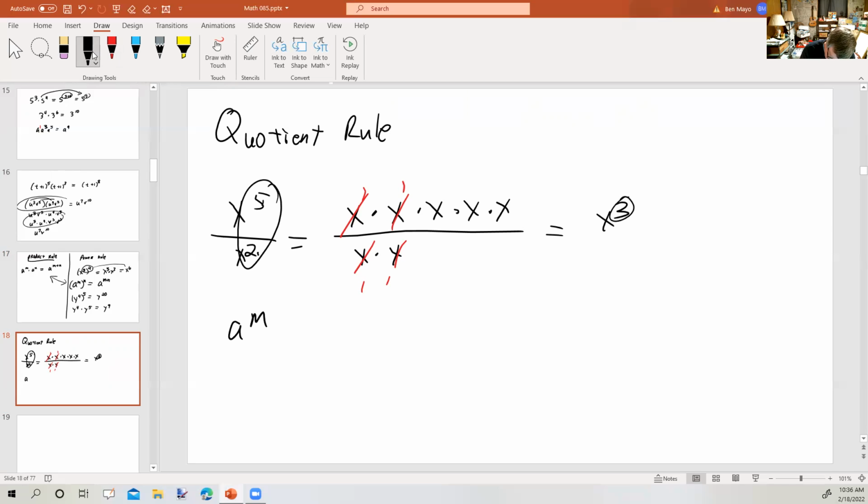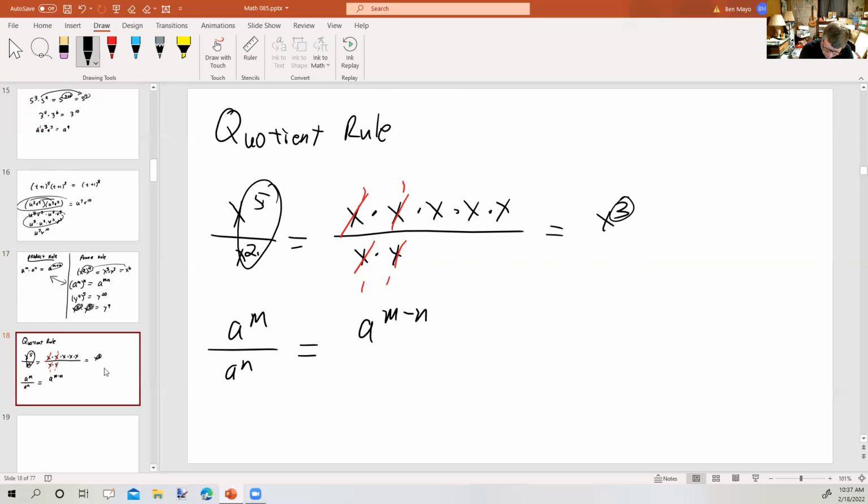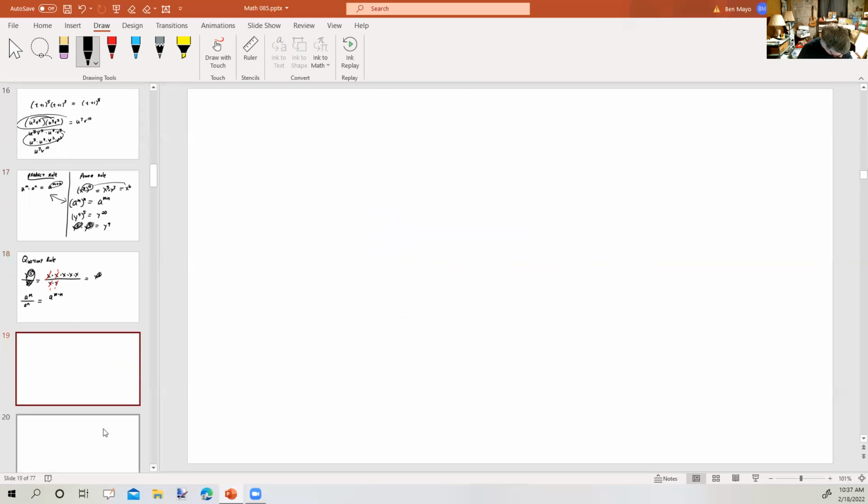So what we have in general here, when we're dividing two powers with the same base, we subtract the bottom exponent from the top exponent and apply it to the base. Now, we need to be really careful. When we're adding the exponents, addition is commutative. So whether we took 4 plus 5 or 5 plus 4, we'd get the same result. But here, we have to be sure that we subtract the bottom exponent from the top exponent and not the other way around.